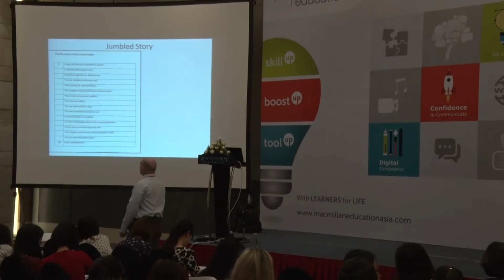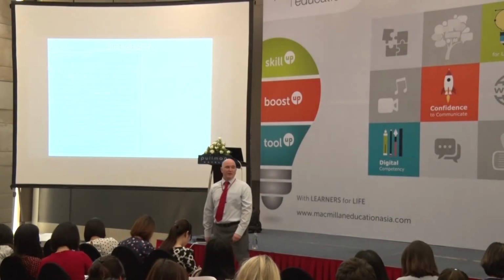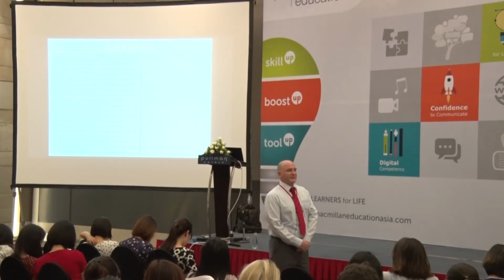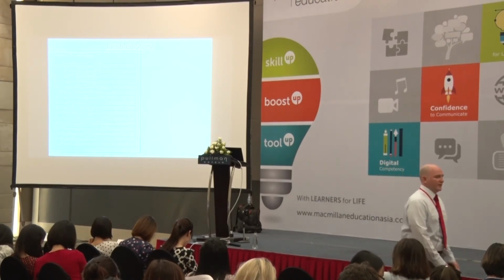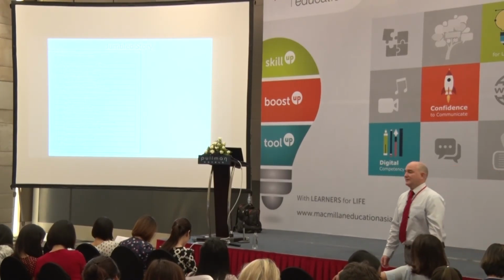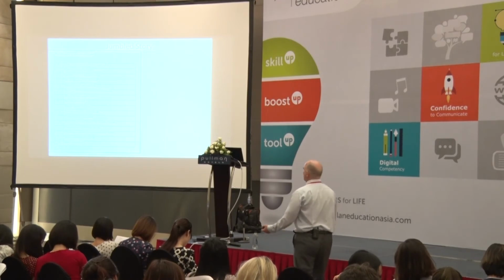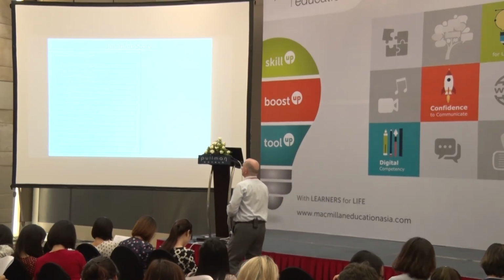So a man and his son had been to a party. What's the next line? The car skidded on the wet road. The car crashed into a tree. Oh, no. The man was killed.